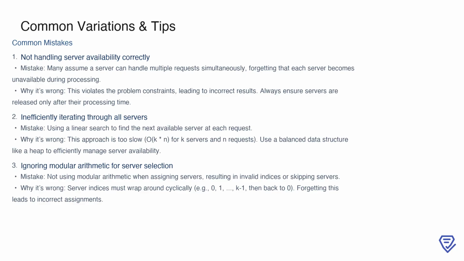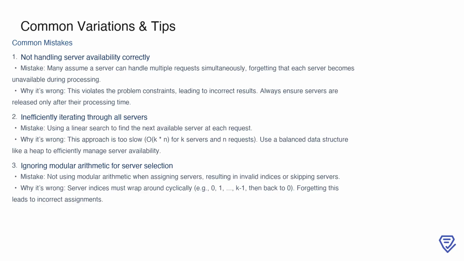Next, inefficiently iterating through all servers to find the next available one is another frequent issue. A linear search for each request can become too slow when dealing with large inputs, as it results in an O(k*n) time complexity. Using a balanced data structure, like a heap, allows for efficient server management and drastically improves performance.